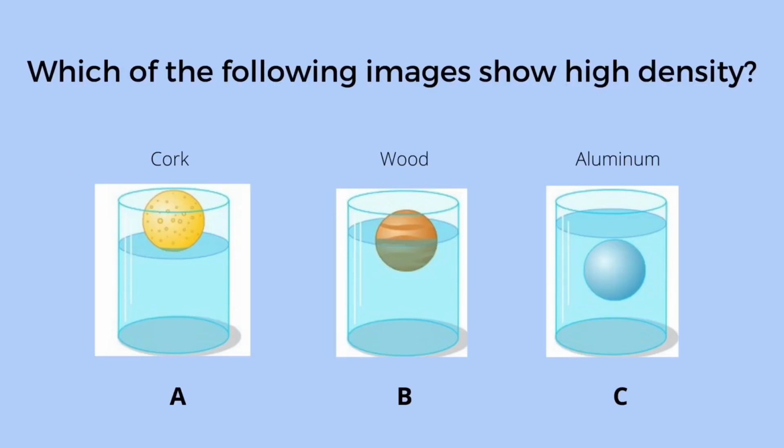Before we get started with the experiment, could you answer this question? Which of the following images show high density? That's right, it's C, aluminum.